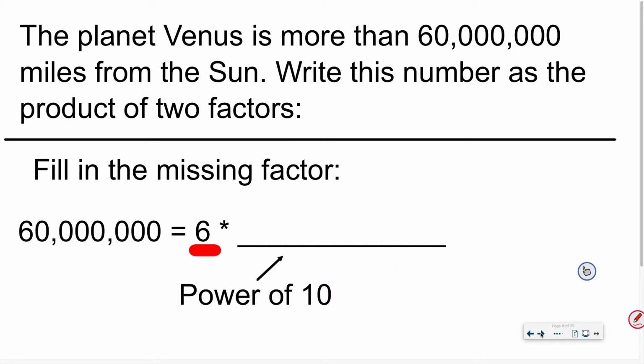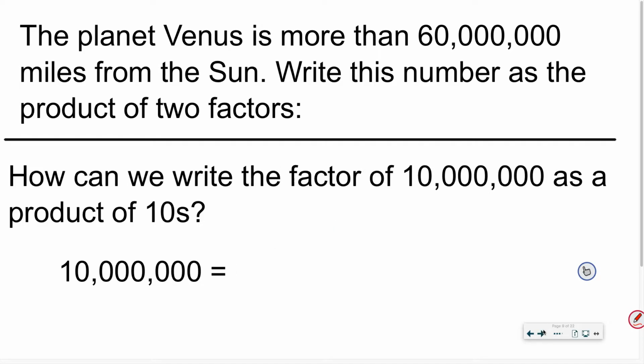So I have this number 6 and I'm going to multiply it by a power of 10. What number would you multiply 6 by to get 60 million? 10 million. Yeah. Now, that's still not scientific notation, because for those of you who have seen scientific notation, it's still not as simplified as it can be, right?